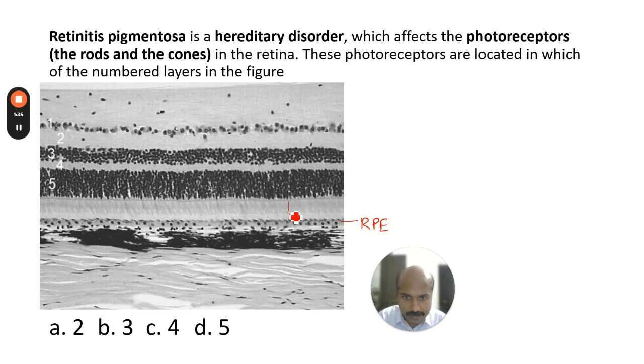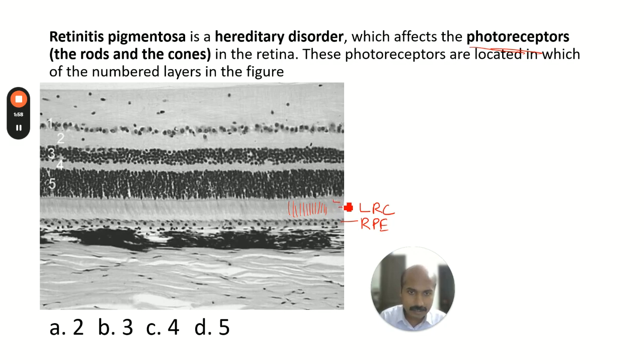Just near that, can you see a layer of a lot of palisading structures like this? That is the layer of rods and cones. So our answer, since it was mentioned that it is photoreceptors, should have been the layer of rods and cones, but interestingly, that is not numbered here. So let us see what else the answer can be.